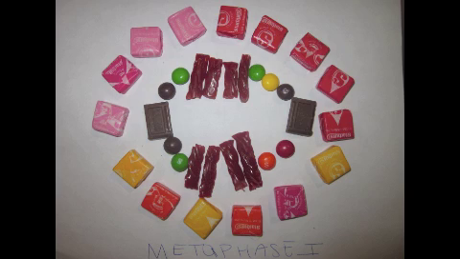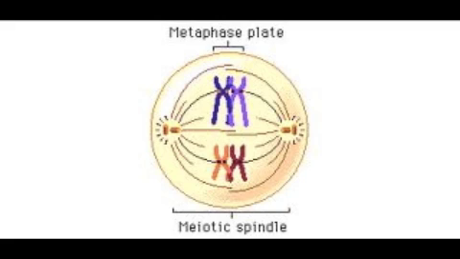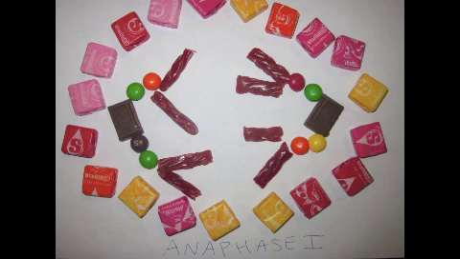At metaphase 1, homologous pairs of chromosomes are spread across the metaphase plate. Microtubules extending from one pole are attached to the kinetochore of one member of each homologous pair. Microtubules from the other pole are connected to the second member of each homologous pair. Anaphase 1 begins when the homologous pair within tetrads uncouple as they are pulled to opposite poles.